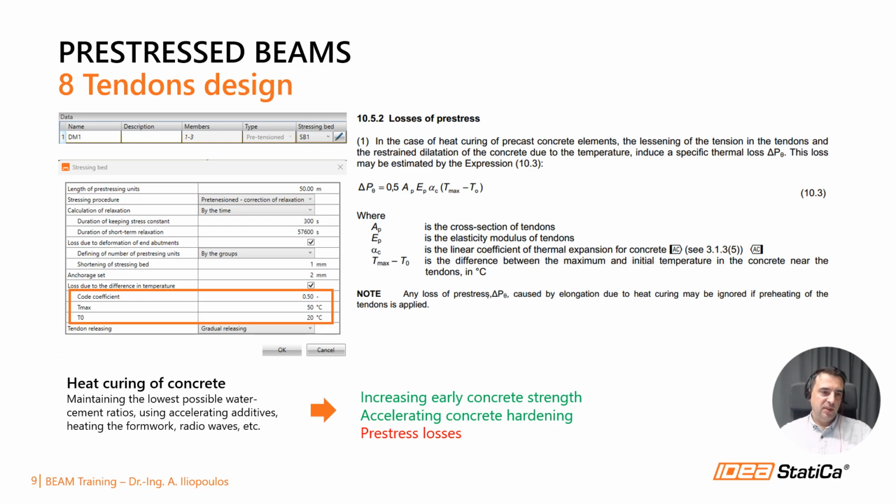I already mentioned the loss due to the difference in temperature between the concrete and the tendons, and on this slide you can see how this is taken into account. There's a formula in the Eurocode that's considered in the beam application. Basically, you can see the heat curing of concrete has its advantages, but it can lead to prestressing losses.